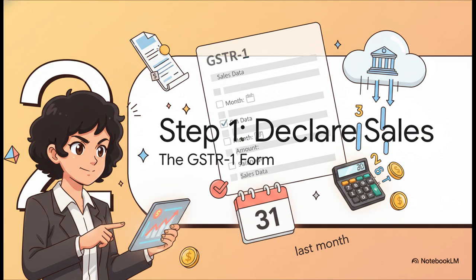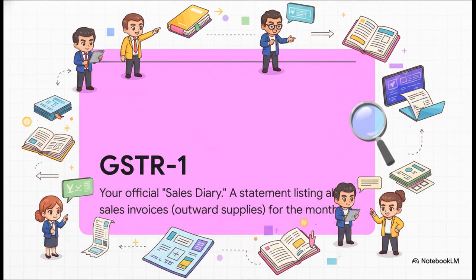Okay, so let's dive into step 1, declare your sales. This is your starting point, GSTR1. It's the very first move you make each month, and it's all about one thing, telling the government exactly what you sold. Now, the best way to think about GSTR1 is to imagine it as your official sales diary for the government. And this is key. It's not a bill. You're not paying anything yet. It's a statement, a declaration. You're just listing out all the sales you made, all your invoices. It's you telling your side of the story for the month.